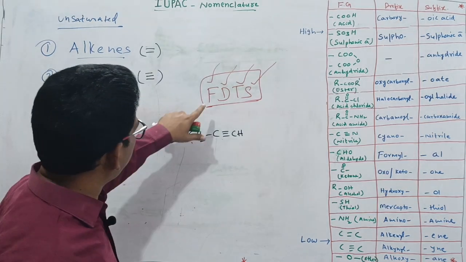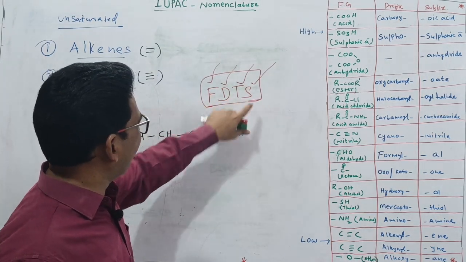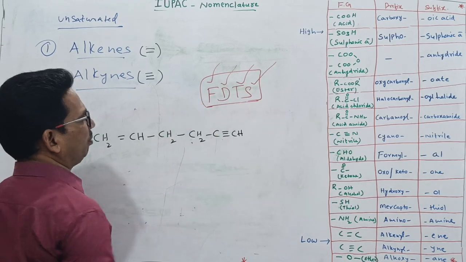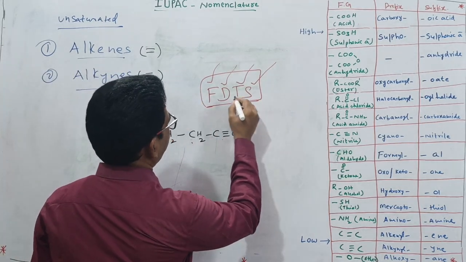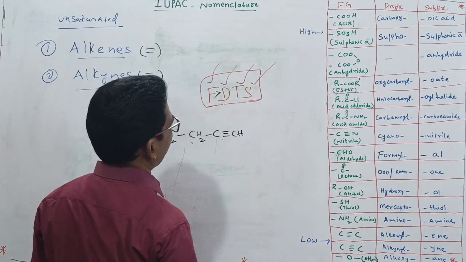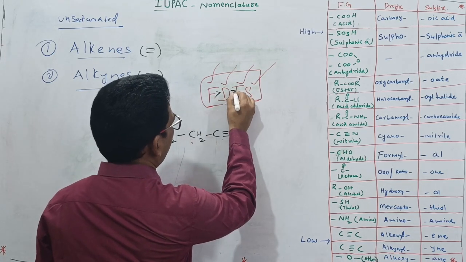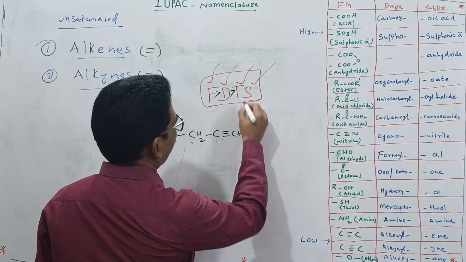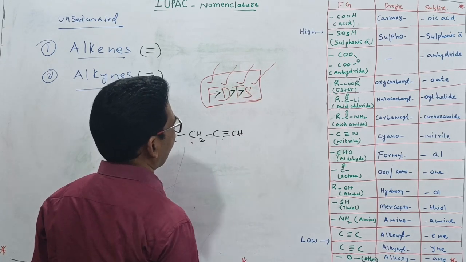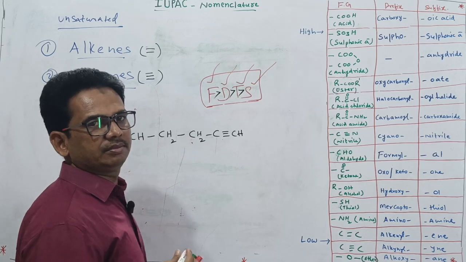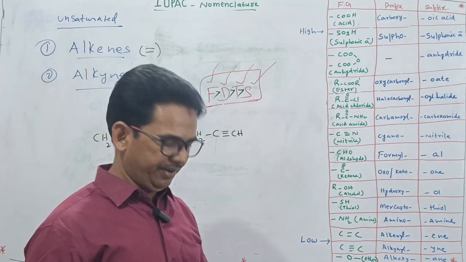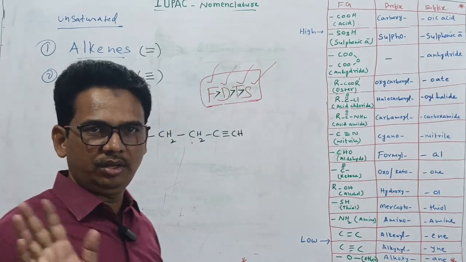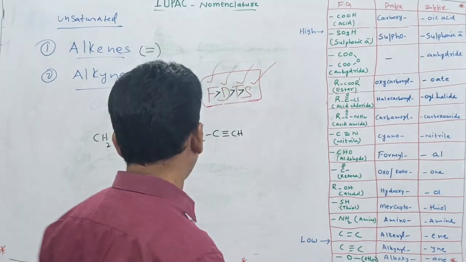At that time, this rule says FDTS, first functional group. Functional group will have more priority than the double bond. Double bond has more priority than the triple bond. Triple bond has more priority than the substitution, according to the IUPAC. Okay, not my rule, it is the IUPAC rule.